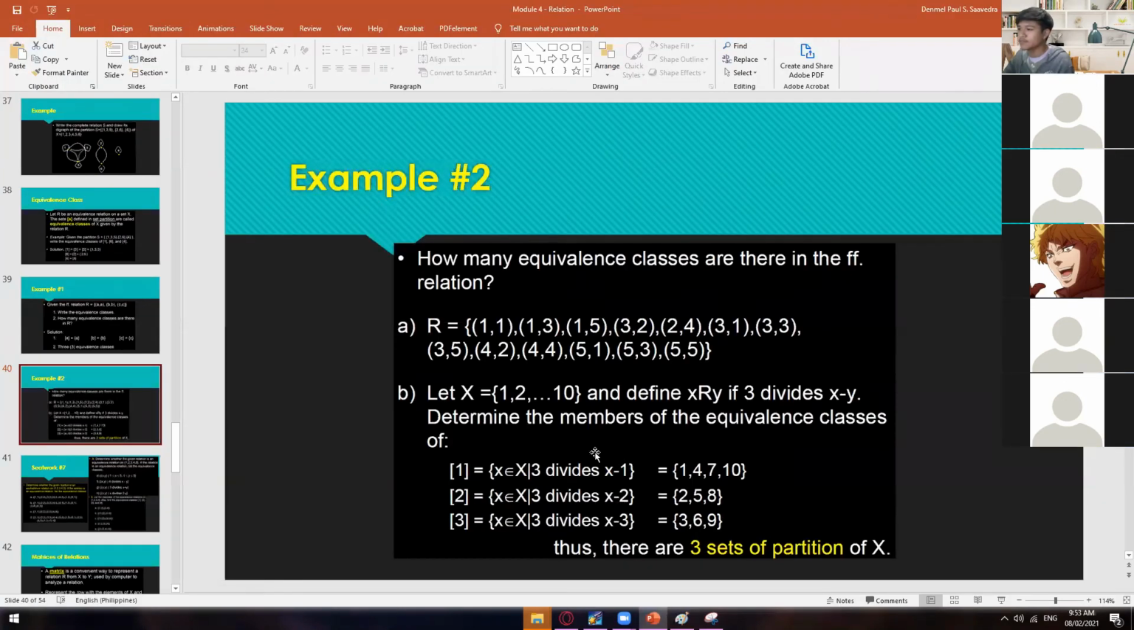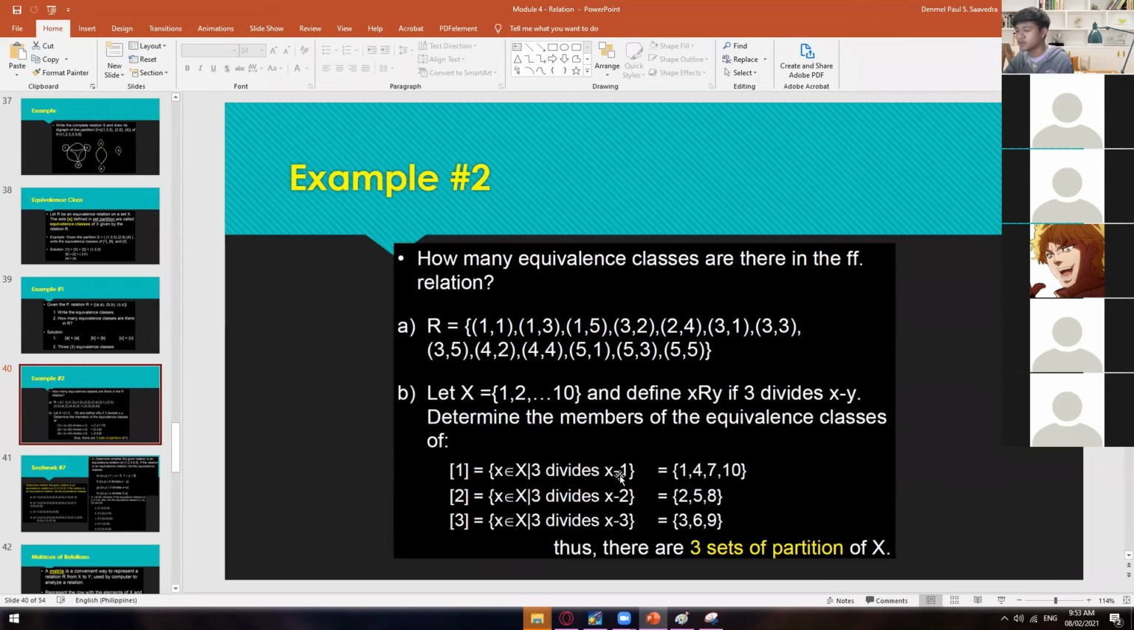All right. How about example letter B? So we have here x from 1 to 10, and then define x related to y if 3 divides x minus y. Y here is already given, so we only have 1, 2, 3 as our y. And as you can see, the numbers of x are 10, 7, 4, and 1 for this class, because those are the ones that meet the condition.